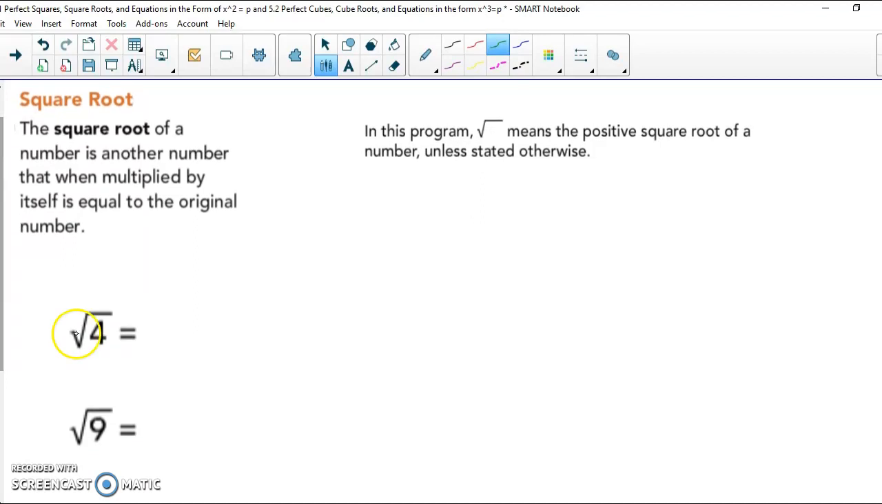So this is our square root symbol, the square root bar. So whenever you see this over a number, know that we are looking for the number that when multiplied by itself equals this. So when I see the square root of 4, I'm saying what number times itself equals 4, which of course we know to be 2.